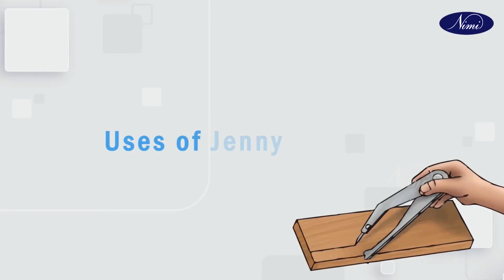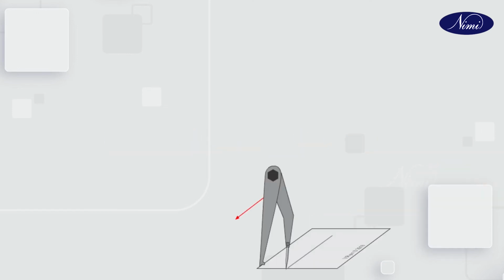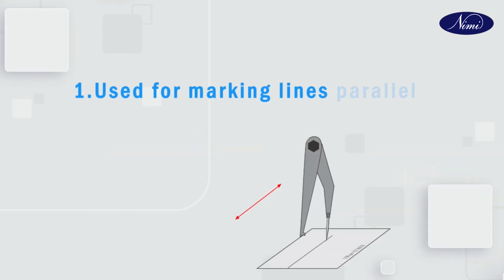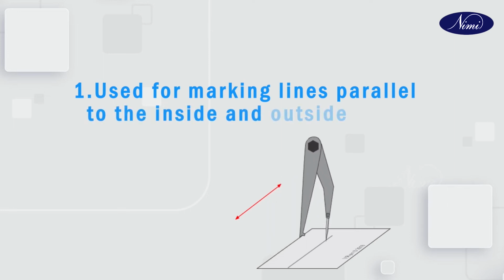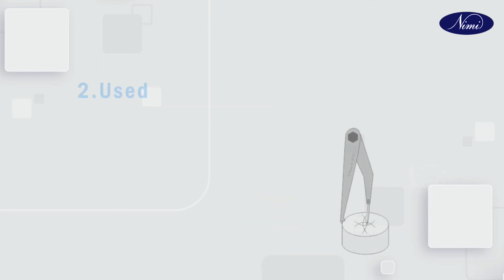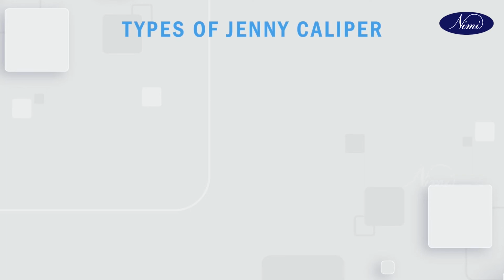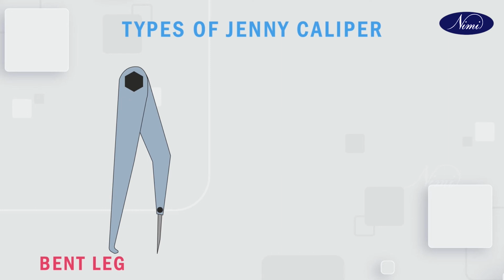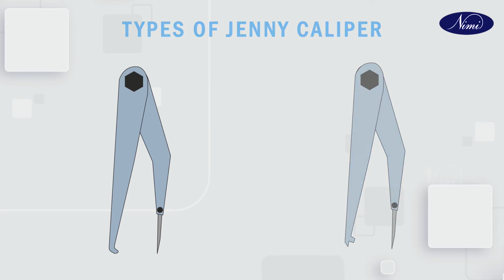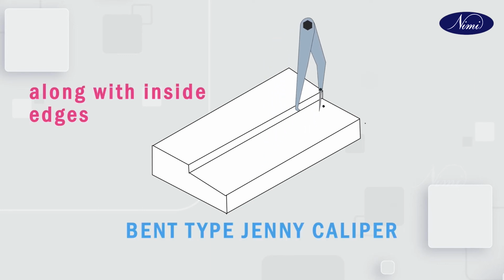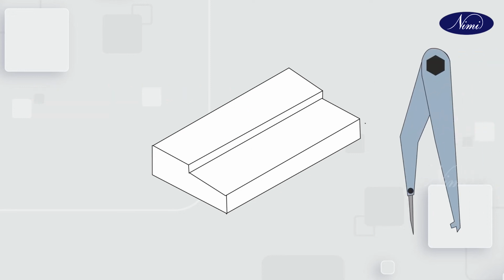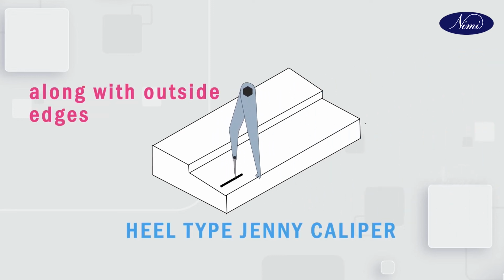Next, uses of Jenny calipers. Number 1. Jenny caliper is used for marking lines parallel to the inside and outside edges. Number 2. It is used for finding the center of round bars. These calipers are available with the usual bent leg or with heel type. Calipers with bent leg are used for drawing lines parallel along the inside edges. The heel type is used for drawing parallel lines along the outer edges.